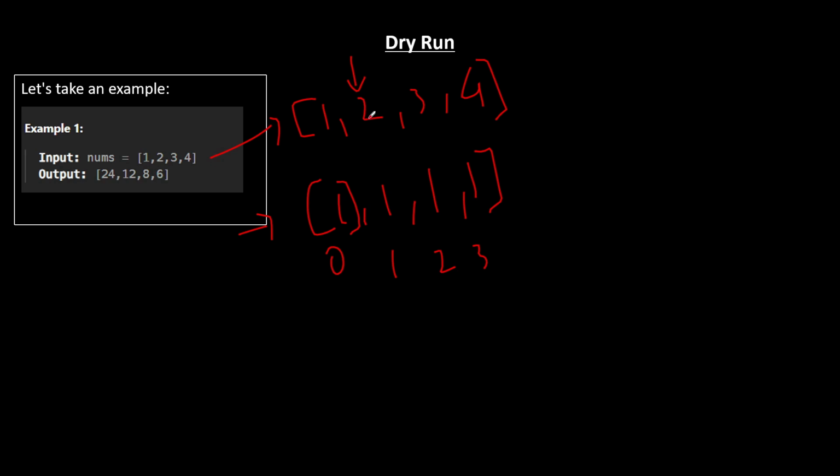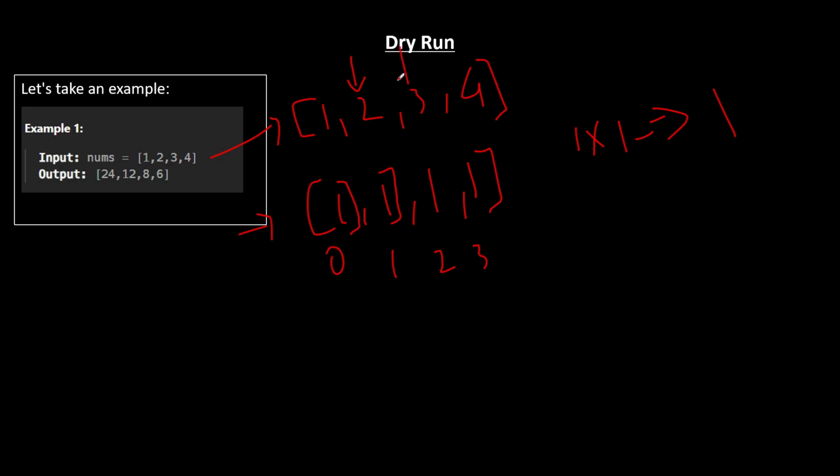Now since we are starting from here, what would be prefix of i minus 1? It is 1, right? Yes. And nums of i minus 1 is 1. So we get 1. So again, we will be having 1 here.